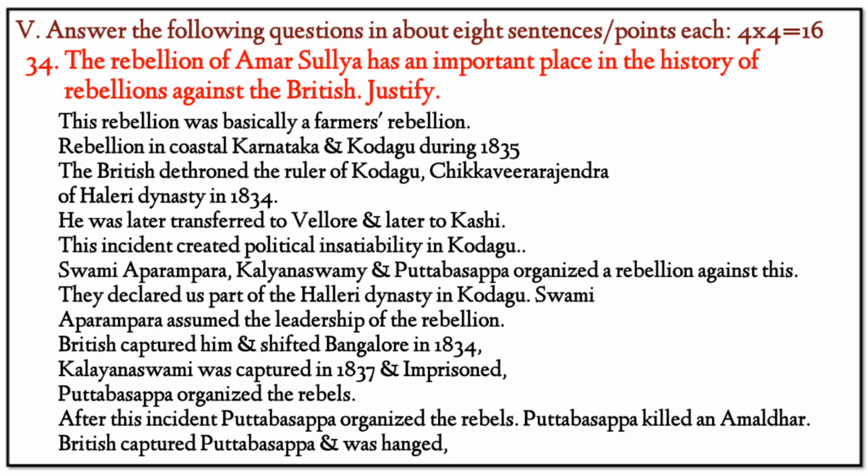Answer: This rebellion was basically a farmers' rebellion in coastal Karnataka and Kodagu during the 18th century. The British dethroned the ruler of Kodagu, Chikkavira Rajendra of the Haleri dynasty, in 1834. He was later transferred to Vellore and later to Kashi. This incident created political instability in Kodagu. Swami Aparamparam, Kalyan Swami and Puttabasappa organized a rebellion against this. They declared themselves part of the Haleri dynasty of Kodagu. Swami Aparamparam assumed the leadership of the rebellion. The British captured him and shifted him to Bangalore.